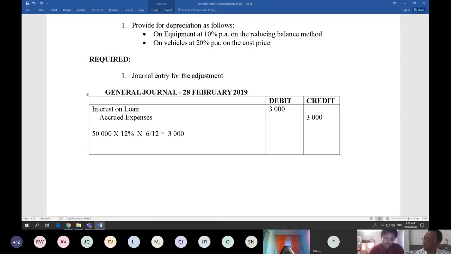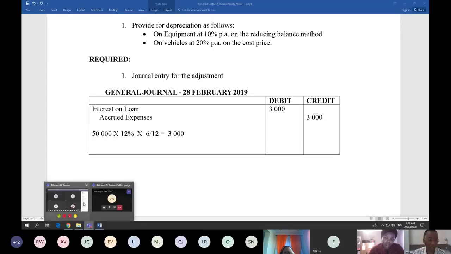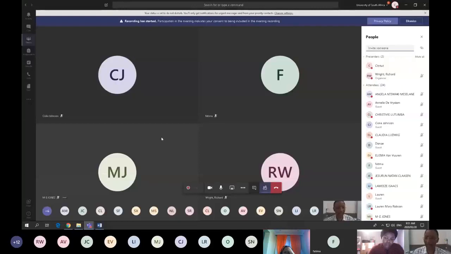The loan was taken out during the course of the year. We are still owing the interest. We haven't paid the interest. That is called accrued expenses. And the calculation, 50,000 rand was the loan. The interest rate is 12%, and we didn't pay it for 6 months. And therefore, your amount that you owe in interest is 3,000 rand.